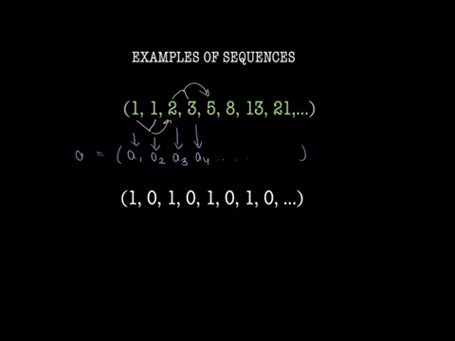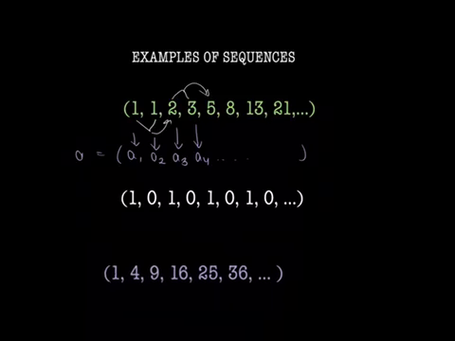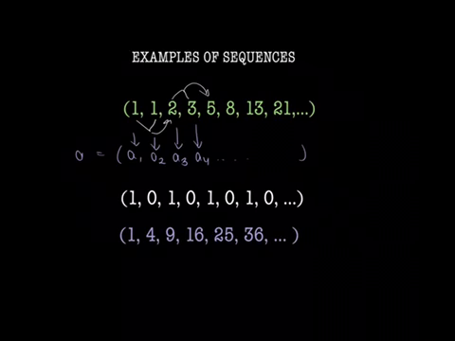Here's another sequence, and this one's pretty simple. It's simply formed by alternating ones and zeros. So the odd terms are a 1, the even terms are a 0. Let's take a look at this one. 1, 4, 9, 16. Now this one is generated by the sequence of perfect squares. So 1 squared is 1, 2 squared is 4, 3 squared is 9, 4 squared is 16, and so forth.